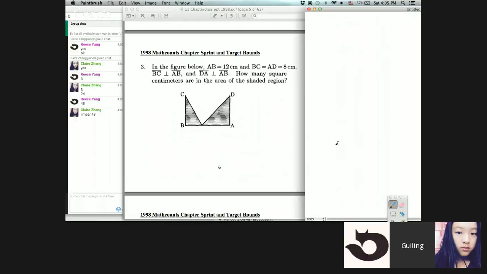So a fast way to calculate it is you can see that this is a rectangle, and it's just half the area of this rectangle, ABCD. The area of a rectangle is 12 times 8, and then if you halve it, divide it by 2. That comes out to 48.